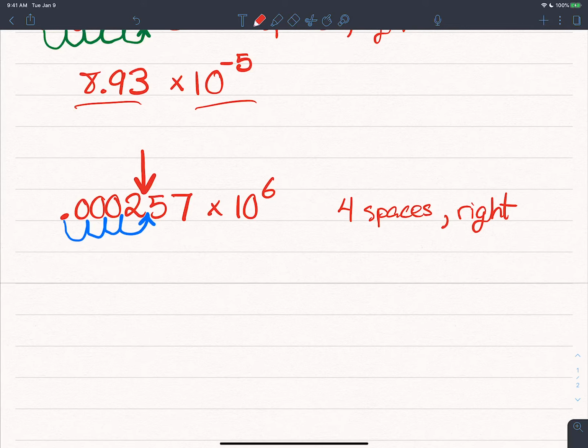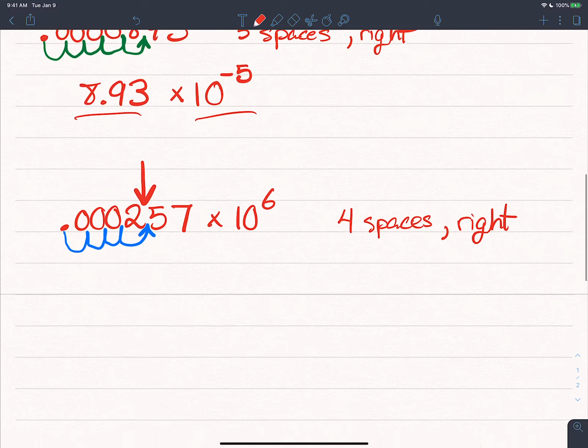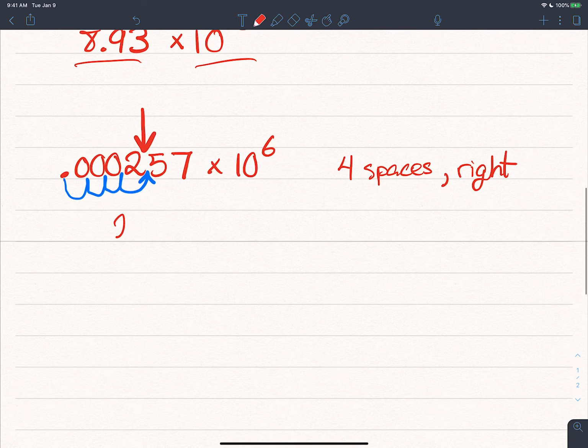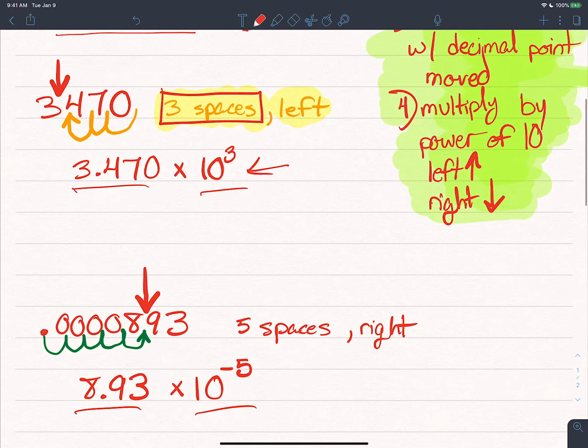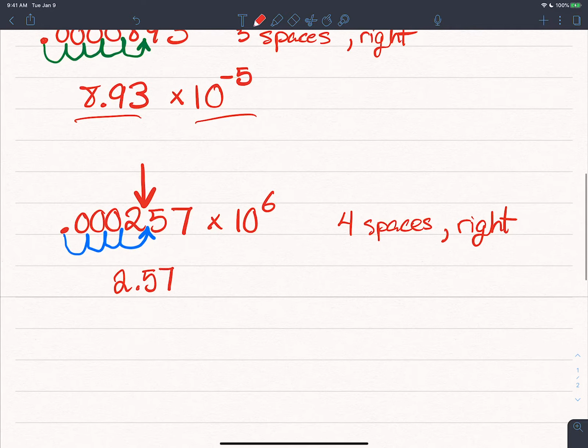And then the next step is rewrite the number with the decimal point moved. So let's rewrite the number. We get 2.57. And then the last step, multiply by power of 10. If we go left, we count up. If we go right, we count down. Times. Now look here. Didn't we already have a power of 10 there? Yeah. So that's going to be our starting point.